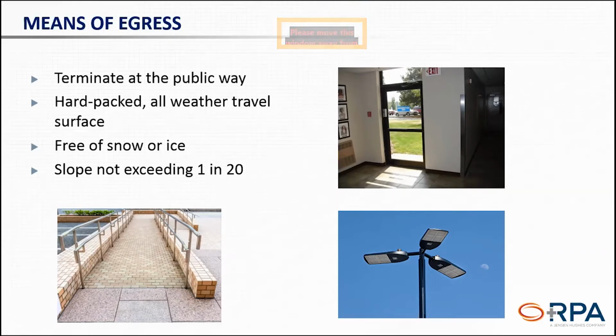So we really do mean flat, hard packed, all weather travel surface. Also lighting: the area has to be lit to the public way. So if we have generator power, we need to have lighting on the exterior of the building on the generator power that will illuminate the path to the public way. And those lights not only have to be there, but we have to have enough lighting that the failure of any one device doesn't leave the area in complete darkness.